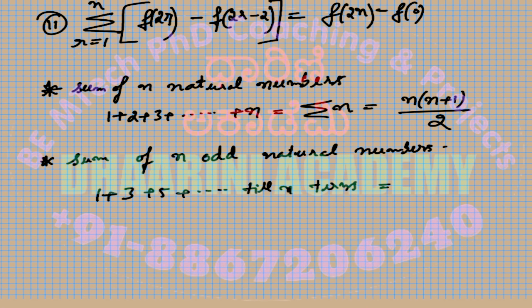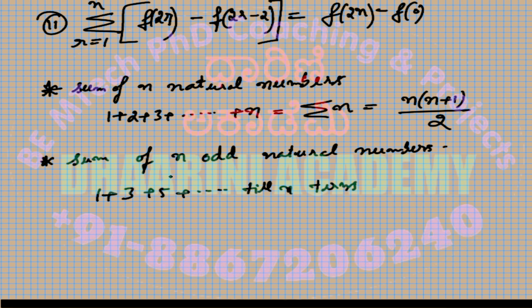So notation in the sense, I should be able to represent this as the nth odd number. So when I put n equal to 1, I should get 1. When n equal to 2, the second number is 3. The third number is 5. So you can see that this is nothing but summation of 2n minus 1, right?